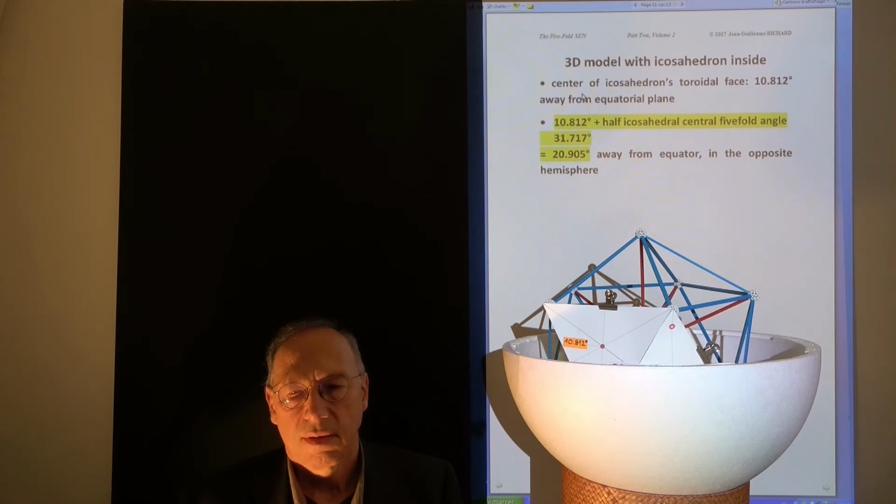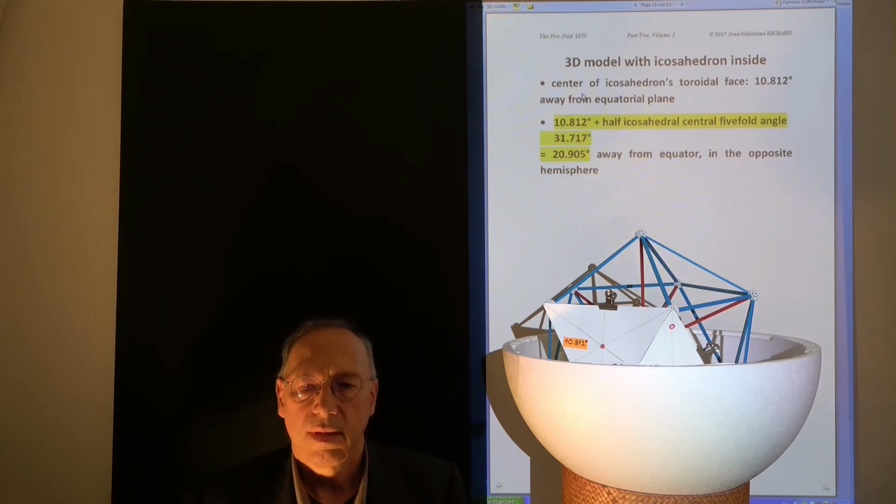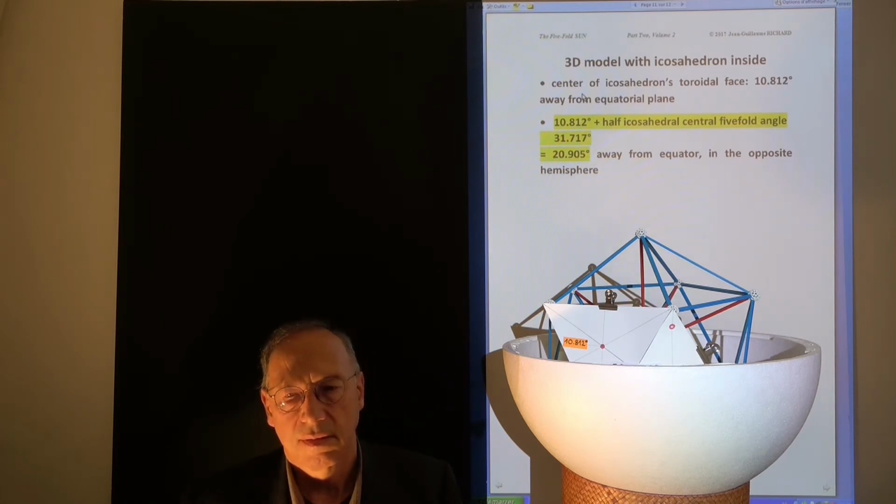So we have a rough coincidence of the latitude at which the most sunspots are found with the center of the face of the icosahedron. 10.95 degrees was found to be statistically significant in observations of the sunspots of the Sun, and here 10.81 is the precise value for the center of the face of the concentric icosahedron.